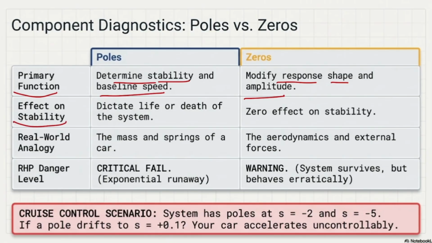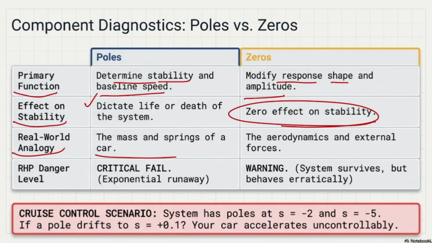Regarding the effect on stability, as just mentioned, zeros do not have any effect on the stability itself, while the poles are actually going to dictate the life or death of the system. For a real-world analogy, take the mass and springs of a car: imagine that the zeros enact the aerodynamics and external forces.